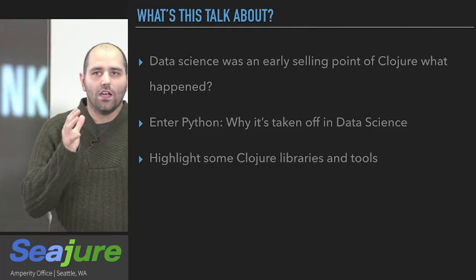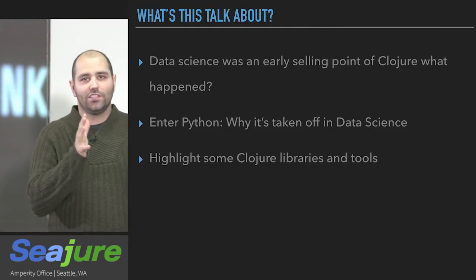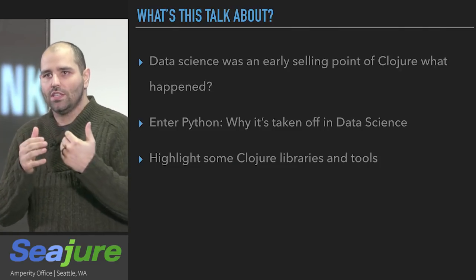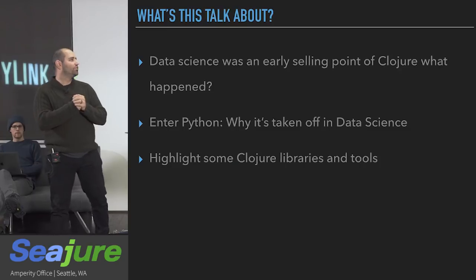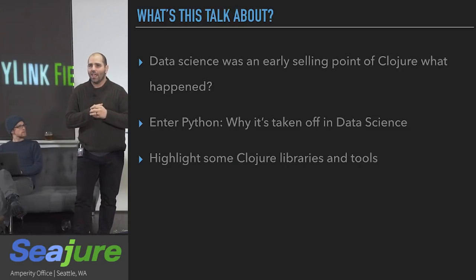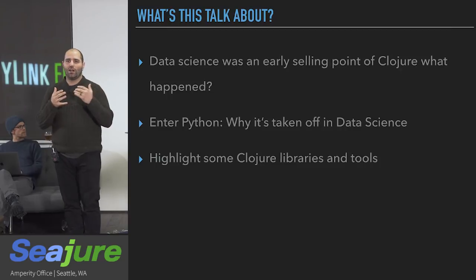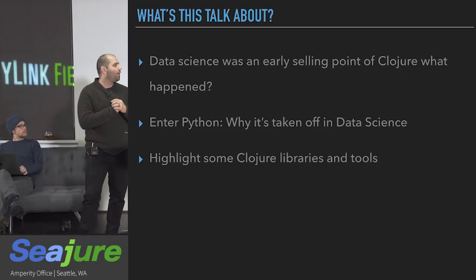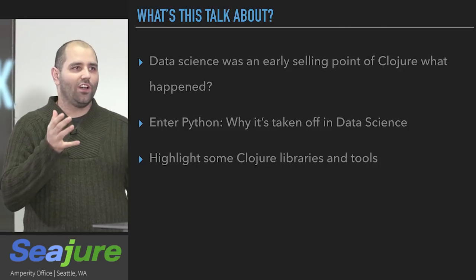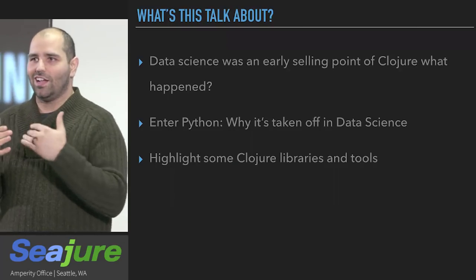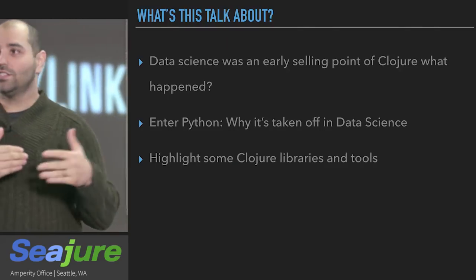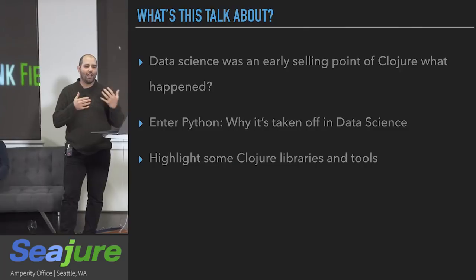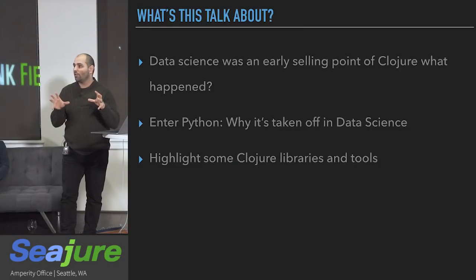So what's this talk about? I'm going to start off by telling you a little bit about data science and Clojure from a slightly historical perspective. The short story is that data science was a really early selling point of Clojure, and I'll have some data to support that. And I think something's changed in the intervening years where it's no longer quite as strong a story compared to some other ecosystems and languages. Talk about why. TLDR, the answer is Python came along, ate the data science lunch, and it's taken off. And we can talk about why it's taken off and what's missing in the ecosystem. And then lastly, I'm going to highlight some Clojure libraries and tools that I think fit well in that ecosystem.